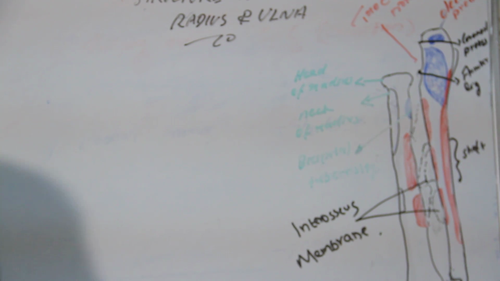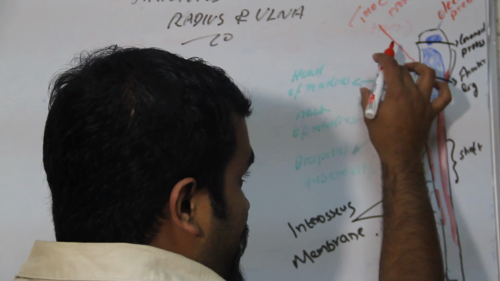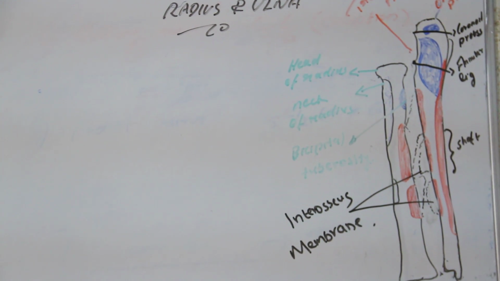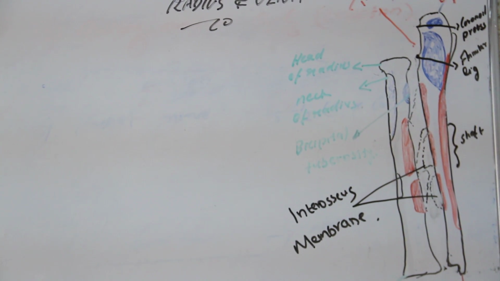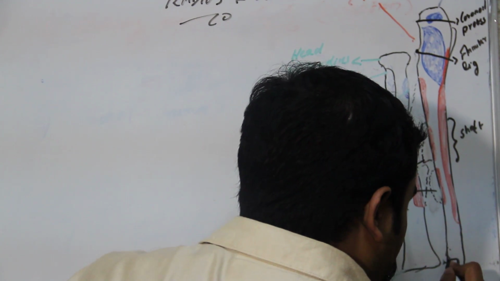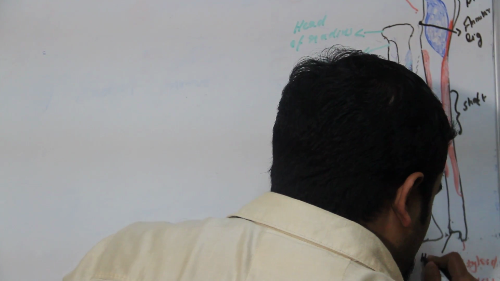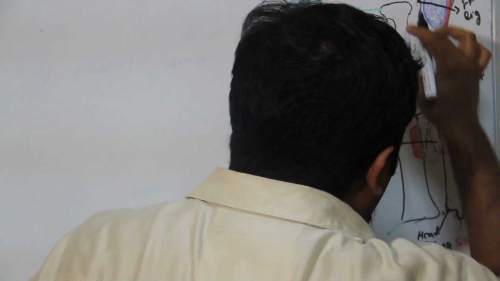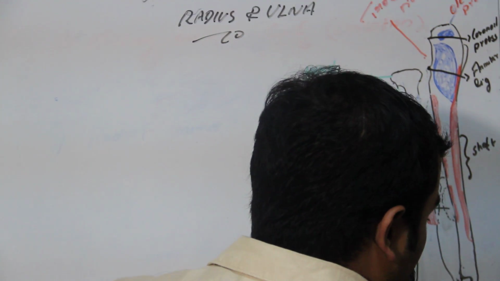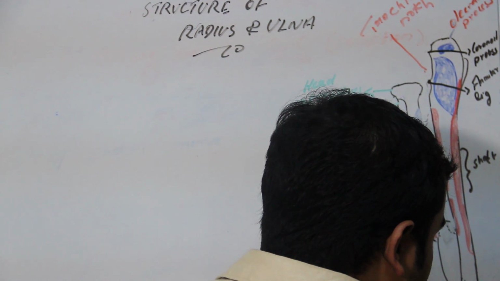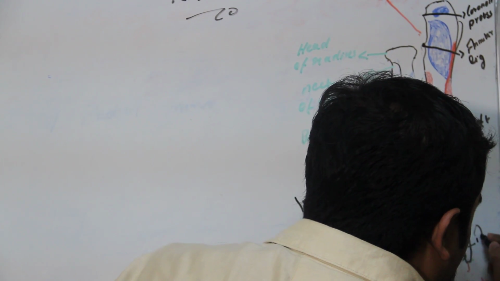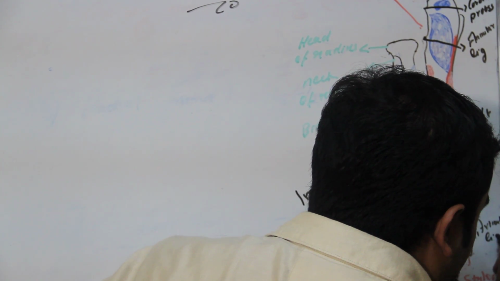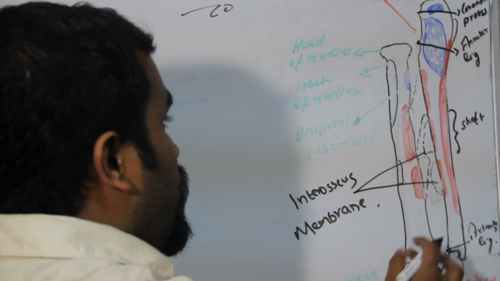Now I told you the head of the radius is in the proximal region, but the head of the ulna is in the distal region. Here we can see the head of the ulna. Now here there is a ligament formation known as the articular ligament.